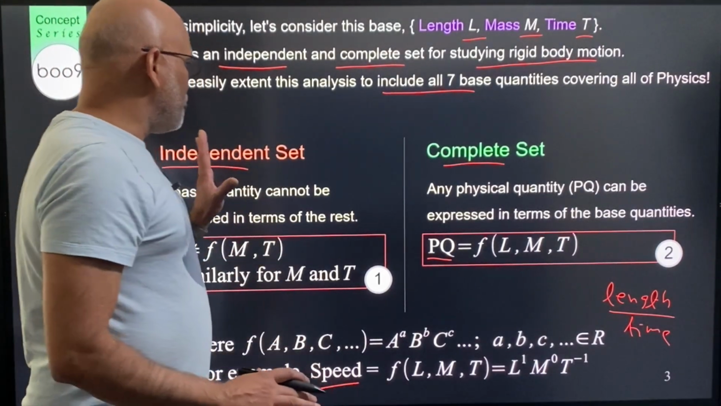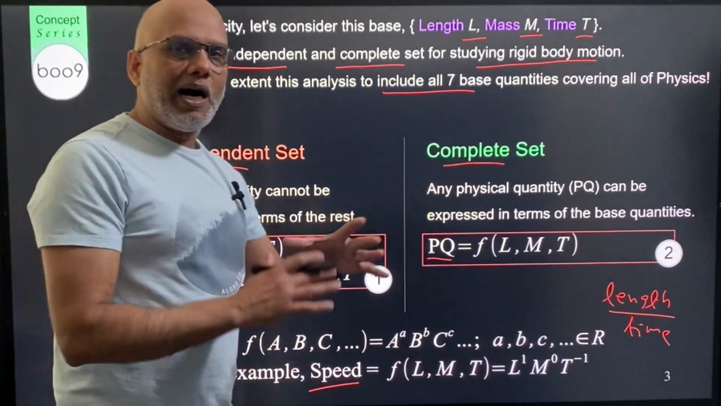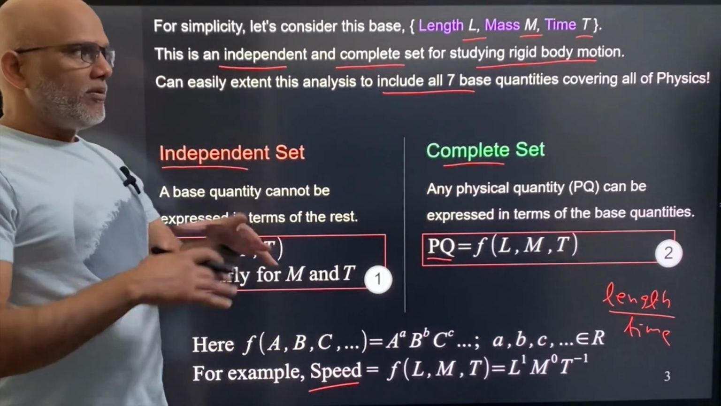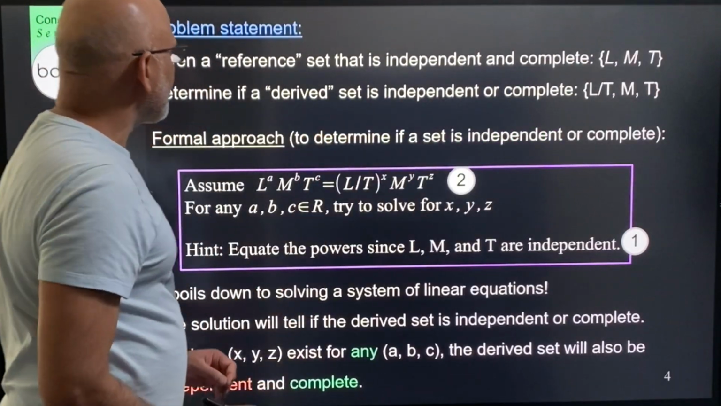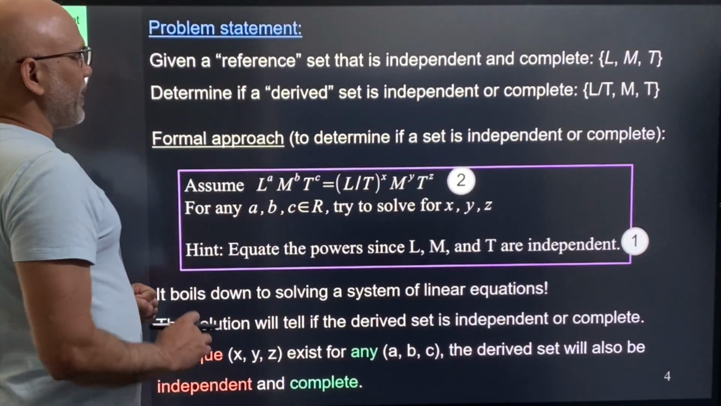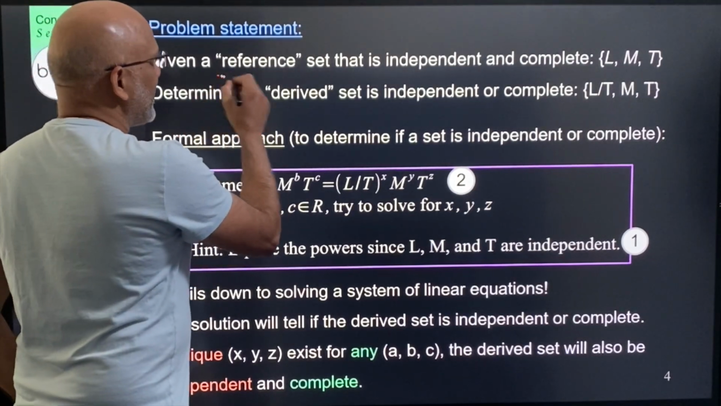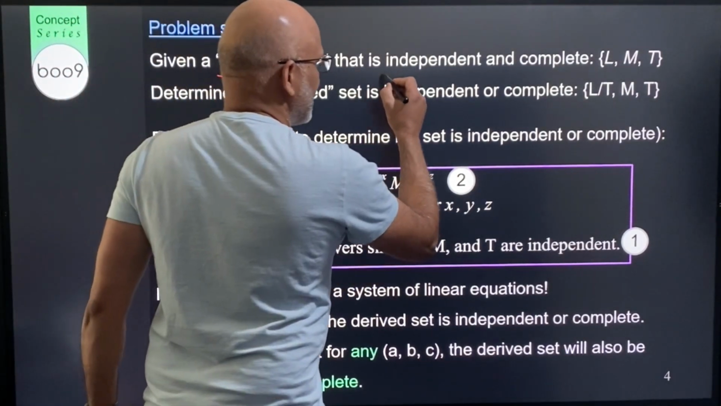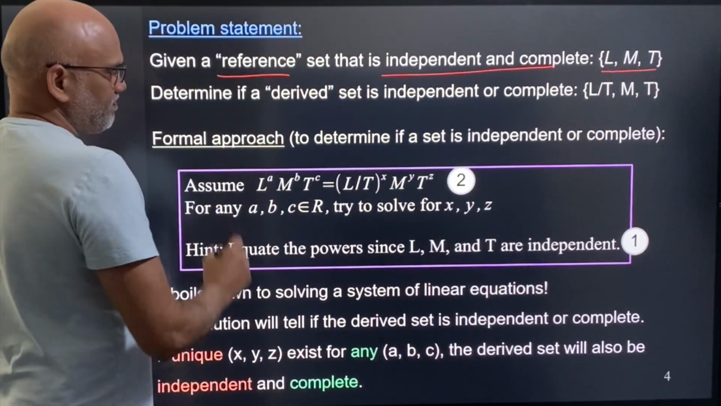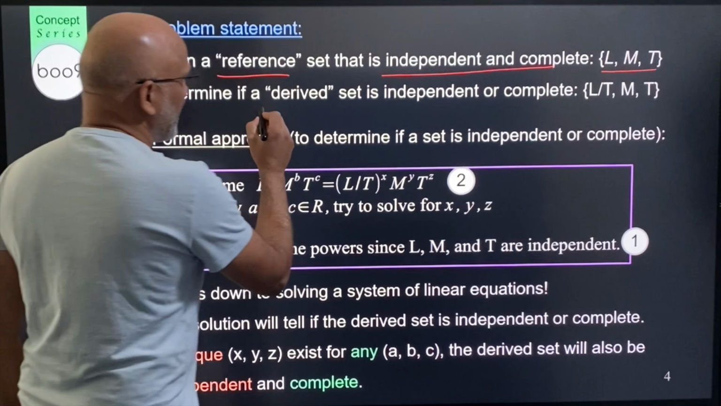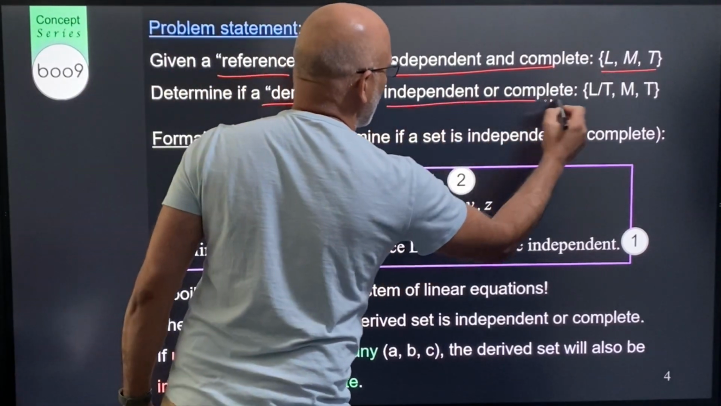But how is this useful? Like independent and complete, how is that useful? Now, the rest of the video is about that. Now, this is the problem statement. Let's say given a reference set that is independent and complete, that is the reference set, we need to determine if a derived set is also independent and complete.